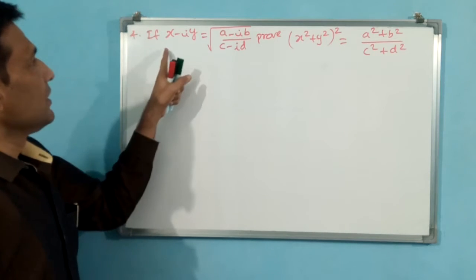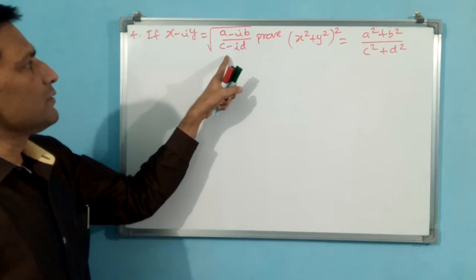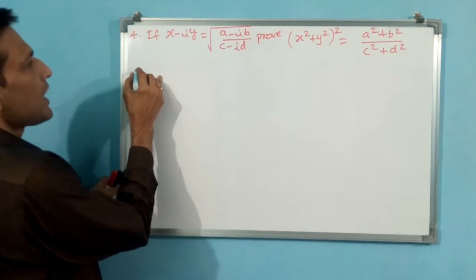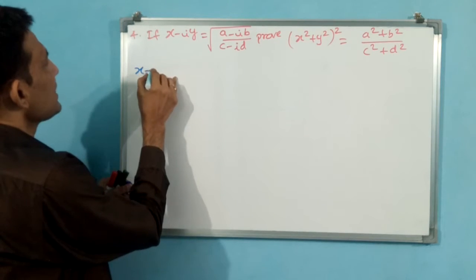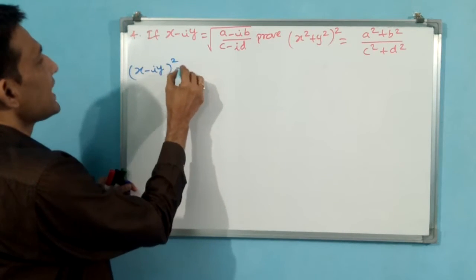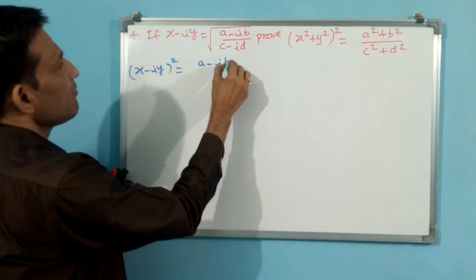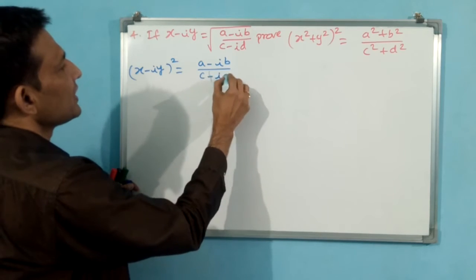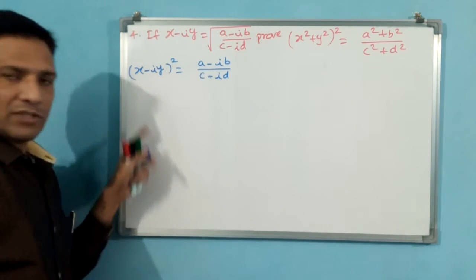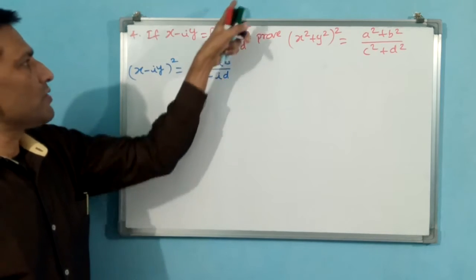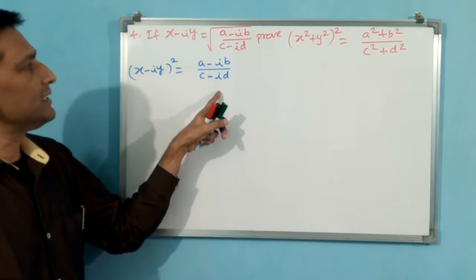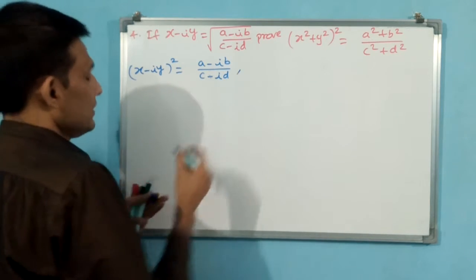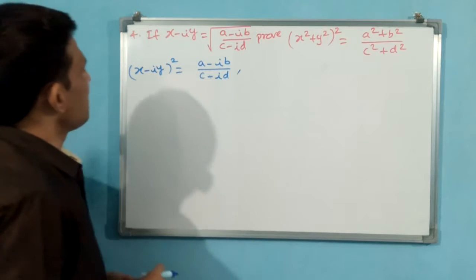Okay, now you see, rationalization. If you want to do this, the square root you have to remove. For that, you have to square it. Okay, I am writing, you see how. (x minus iy) whole square is equal to (a minus ib) by (c minus id). Is it okay? If you square here, the square root is going to get cancelled. But if you square here, the square will come like this. But this you have to expand. See how I am expanding.